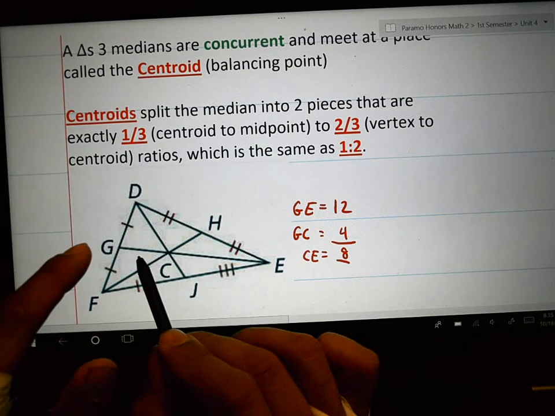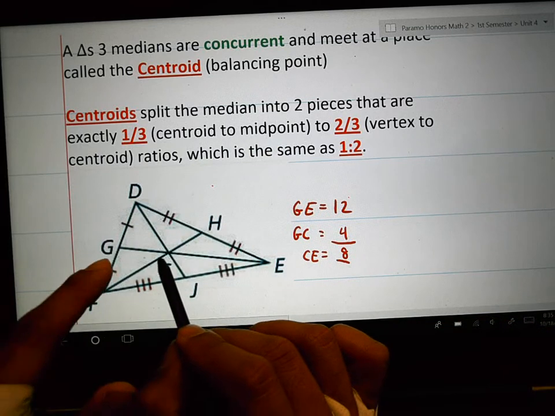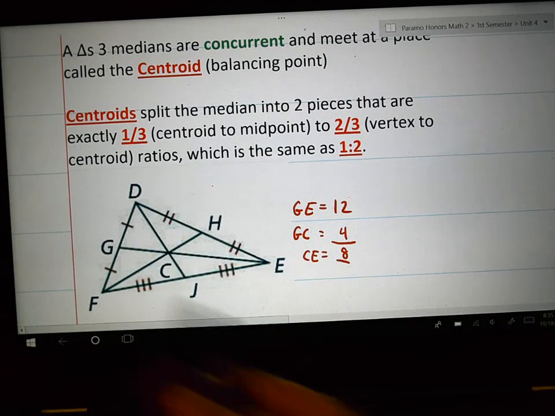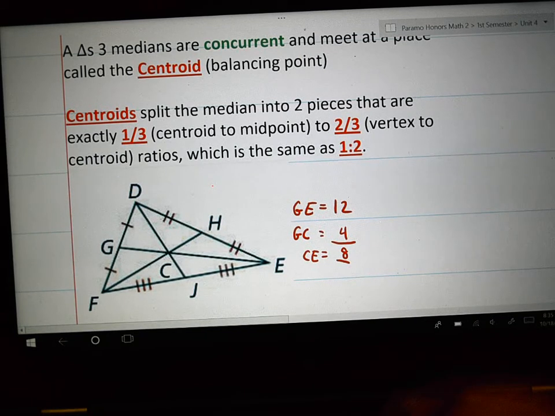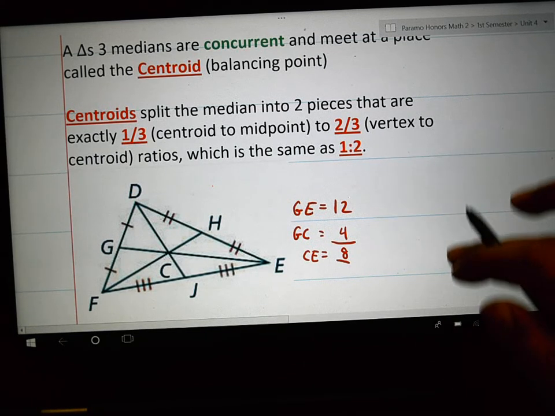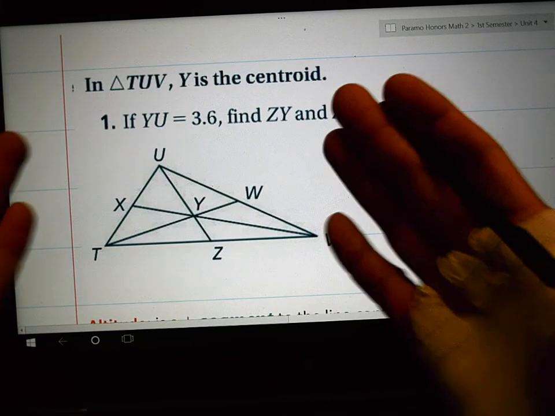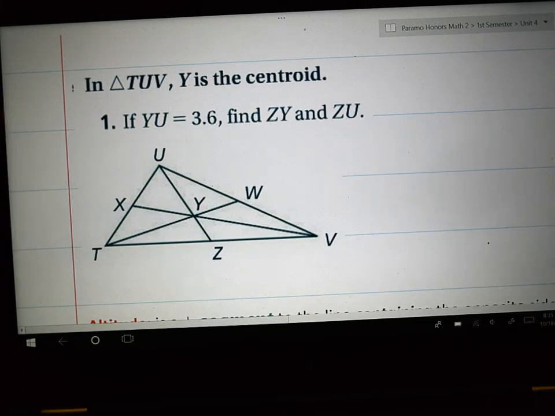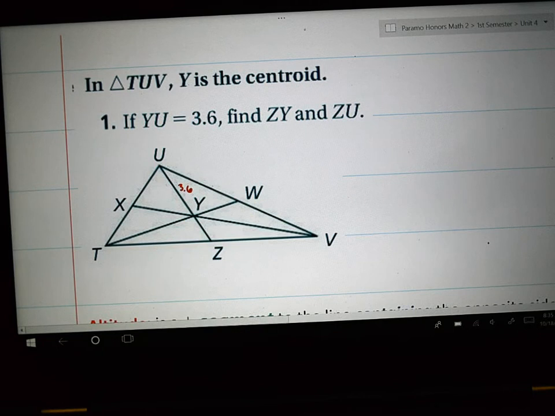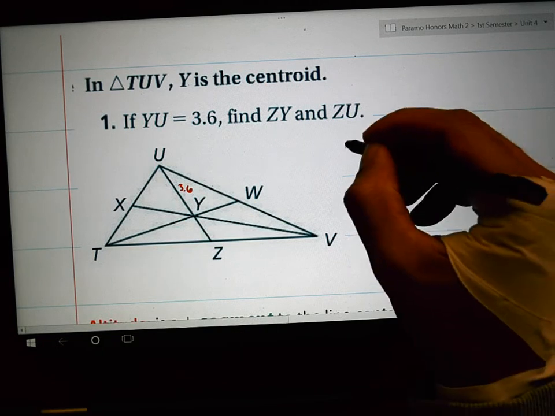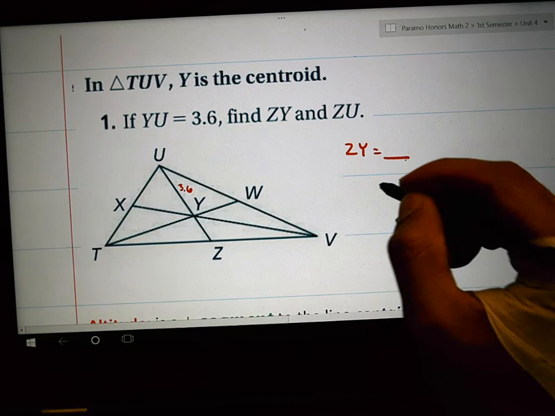2/3 is twice as big as 1/3, so sometimes you can just double it if you know from the centroid to the midpoint is the 1/3 part, and the other one is 2/3. You can just double it. It's kind of nice. So that fact, I have an example for you just like that. This is number 1 in your textbook. If you would like to write this in your textbook, you may. If YU is 3.6, I'm going to write that 3.6 right there. Find ZY and ZU.